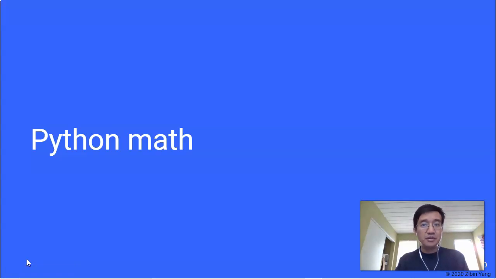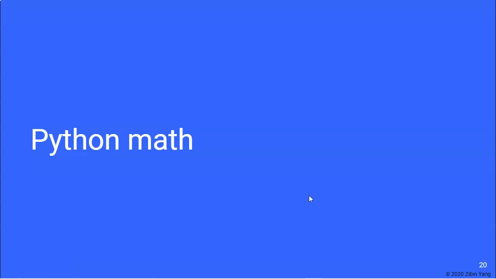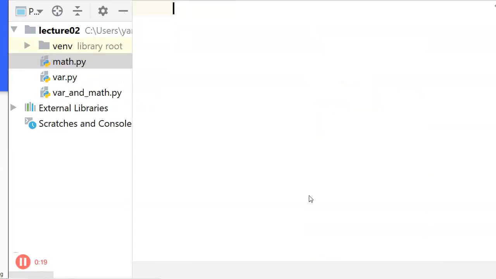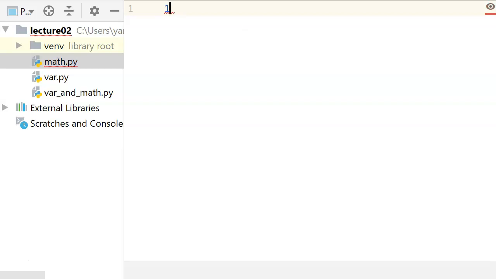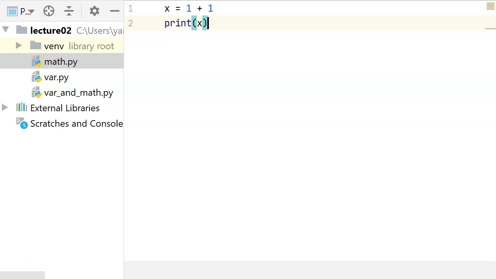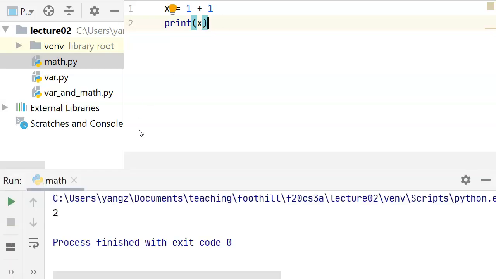Hi, we're going to talk about how to do math in Python. So going back to the word computer, that means someone or something that computes, which means a computer should be really good at doing math. So let's start with the simplest arithmetic expression that we learned when we were kids, 1 plus 1. And let's actually assign this result to a variable, and we can see, hopefully, that it does what we expect it to do, which is to give us a result of 2.